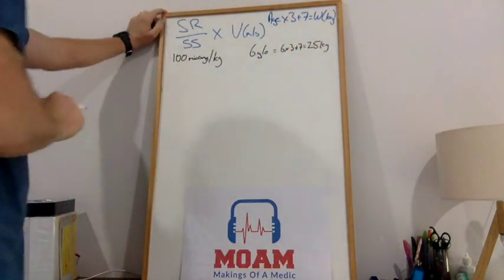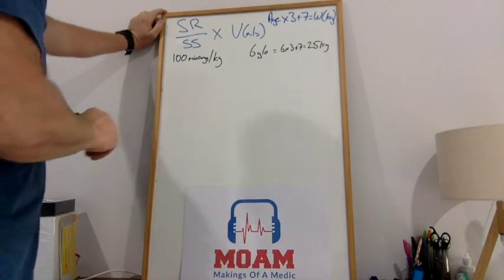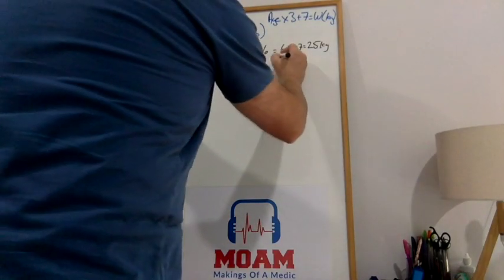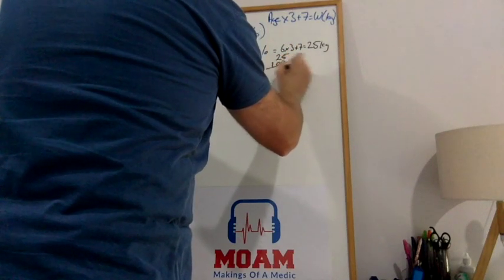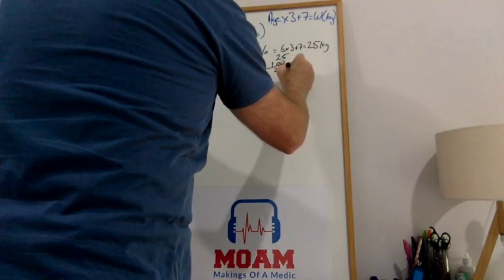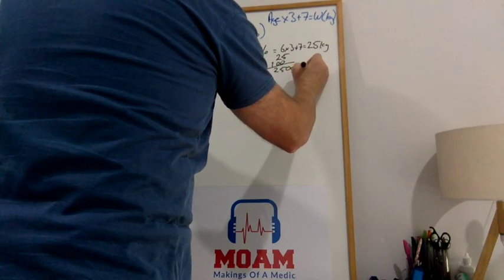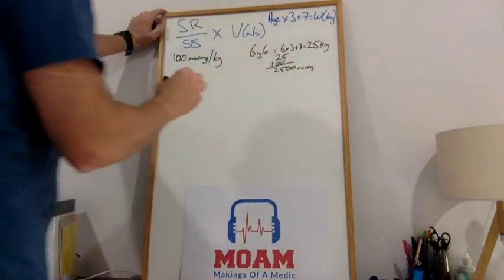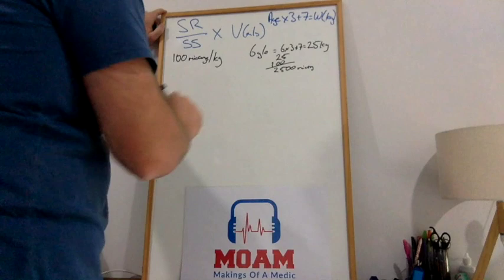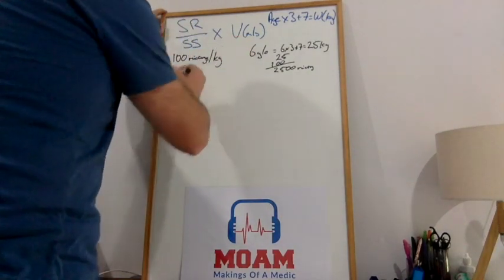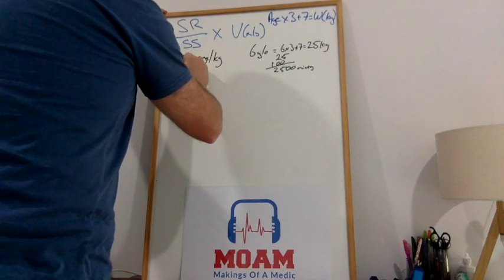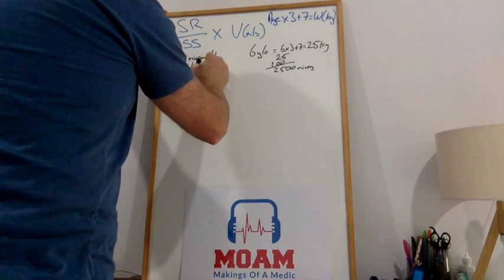We want to give this patient 100 micrograms per kilogram. So 25 times 100, simply that's going to be 2,500 micrograms. That's how much we want to give the patient, 2,500 micrograms. And the presentation of this drug, the ampule, will be 4 milligrams in 2 mils.